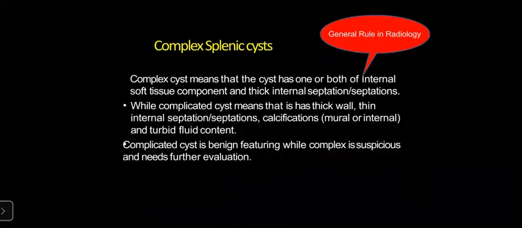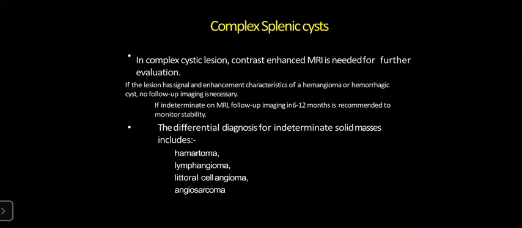While the complex cyst means that the cyst has one or both of an internal soft tissue component and thick internal septations, the complicated cyst has a thick wall, thin internal septations, calcifications, maybe mural or internal, and turbid fluid contents. Complicated cyst has benign features, while complex is suspicious and needs further evaluation. In complex cystic lesions, contrast enhanced MRI is needed for further evaluation.